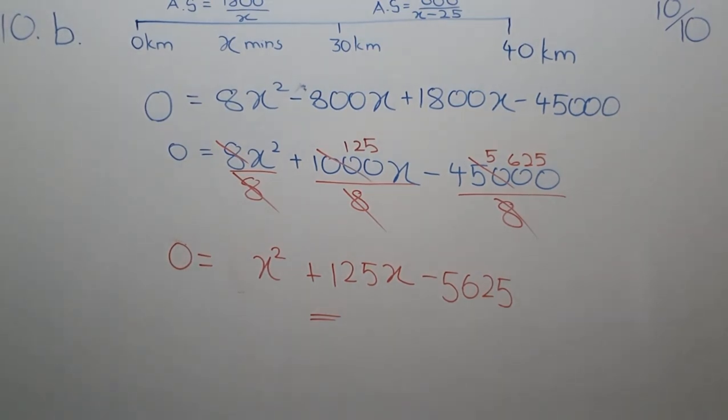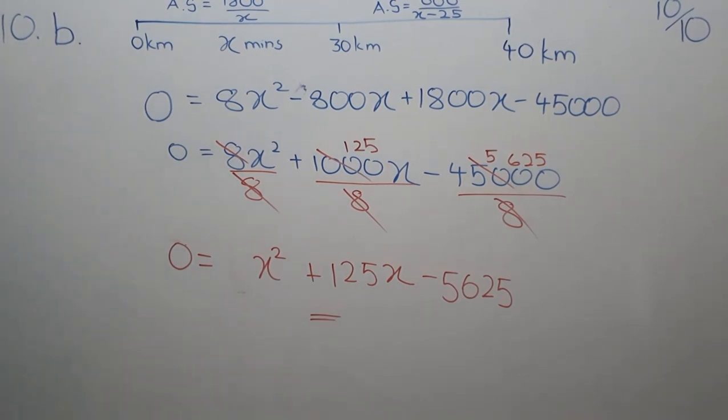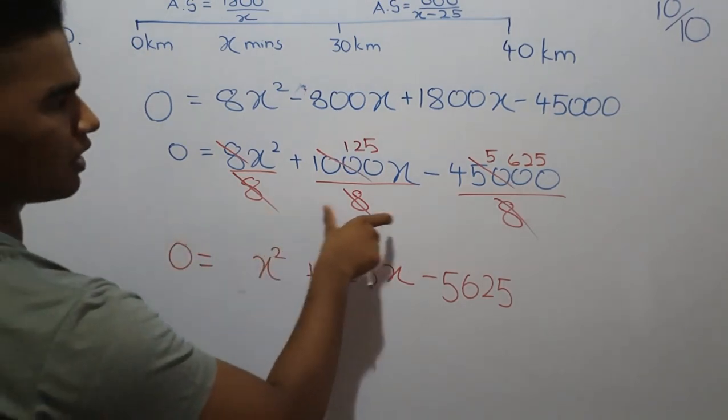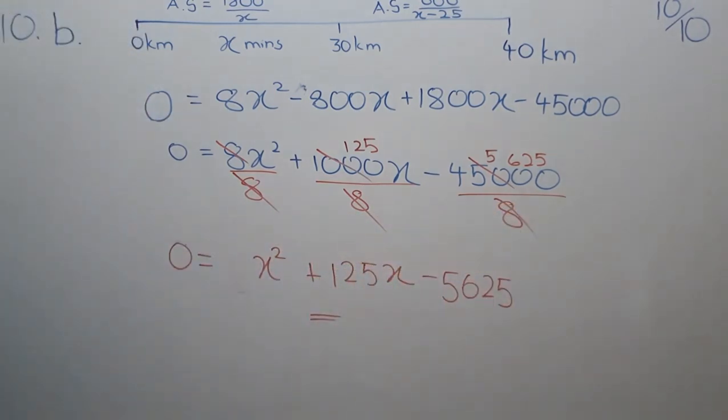Now dividing everything by 8, you should give the whole equation the similar treatment. You can't just multiply these two terms and not multiply this, or divide these two and not divide this. You should give the whole equation a similar treatment. Keep that in mind.